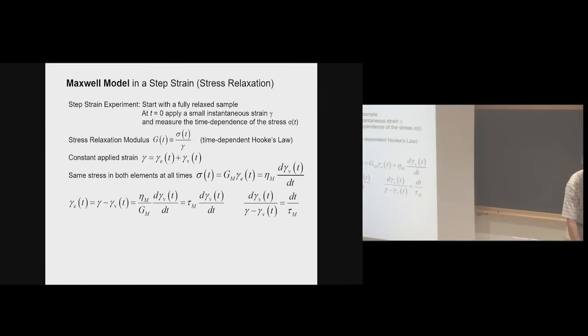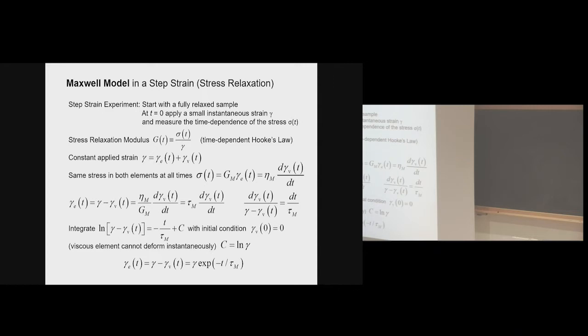We need one boundary condition, which is actually an initial condition, that the viscous element cannot deform instantaneously. So it has no response at time equals 0. And that leads us to a very simple equation at the bottom for the strain in the elastic element, which is, of course, the total strain minus the strain in the viscous element. It's a simple exponential decay in time.